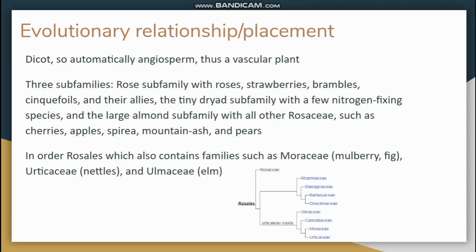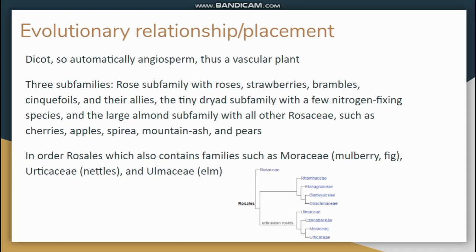There is a subfamily called the dryad subfamily. We're not going to worry about them because they're not important to what we're thinking of here. And then you have the almond subfamily. It is a huge rosaceous subfamily, the largest of the rosaceous subfamilies, that has a lot of our very familiar crop plants like cherry, apple, pear, quince, things like that. Also spirea and mountain ash, which have ornamental and pollinator appeal.